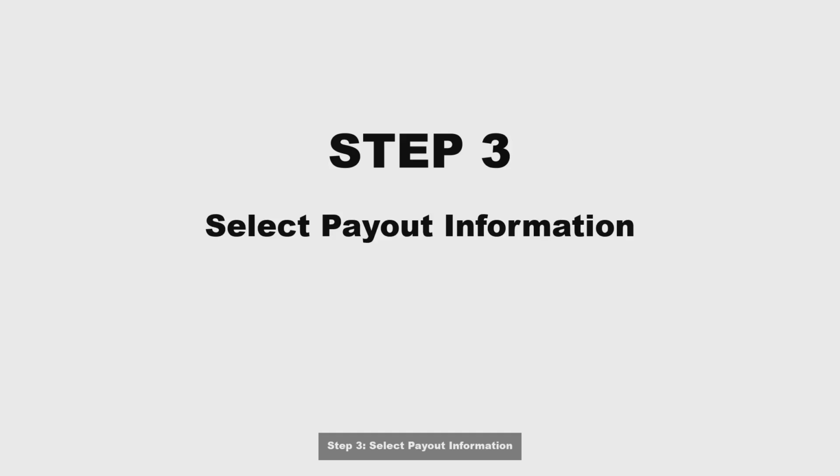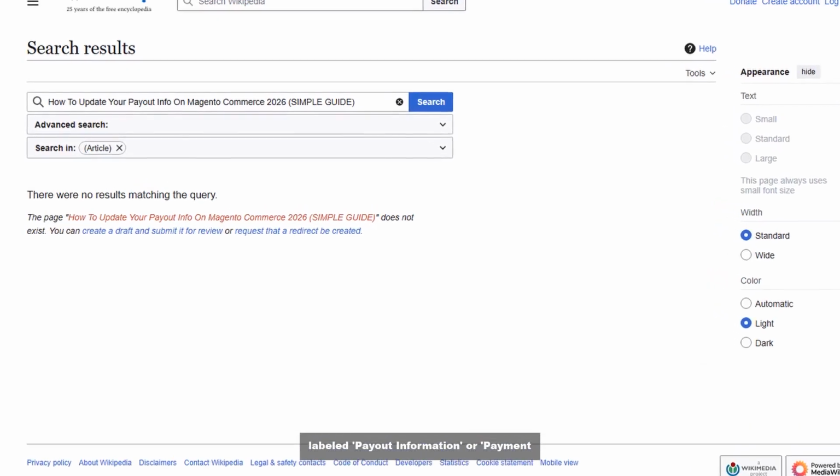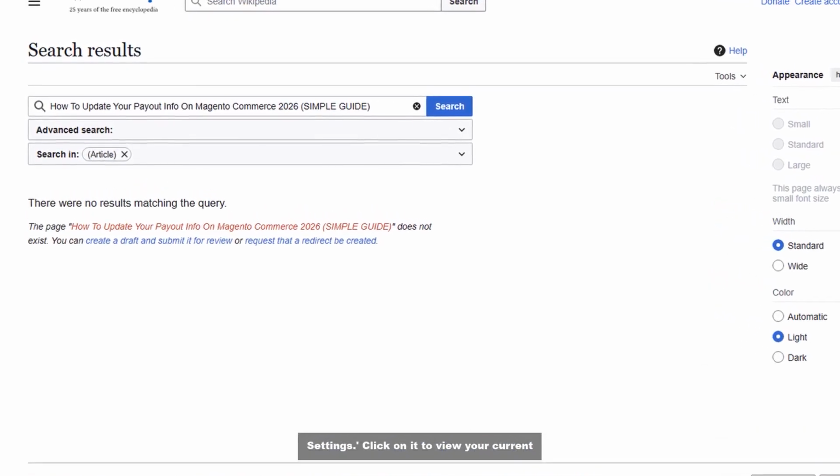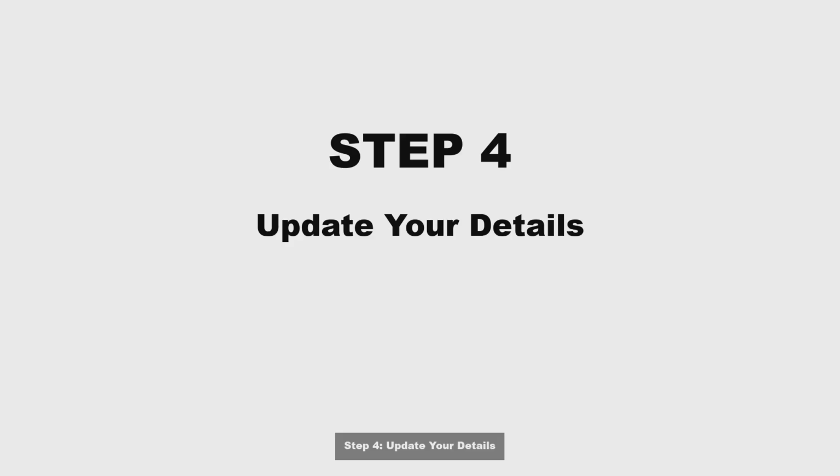Step 3. Select Payout Information. In the account settings, find the option labeled Payout Information or Payment Settings. Click on it to view your current payout details. Step 4. Update your details.